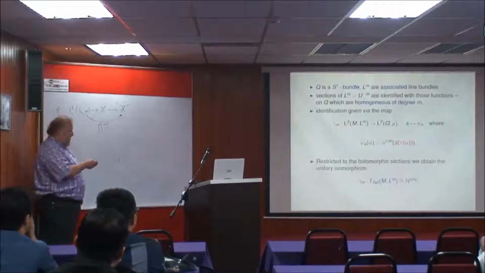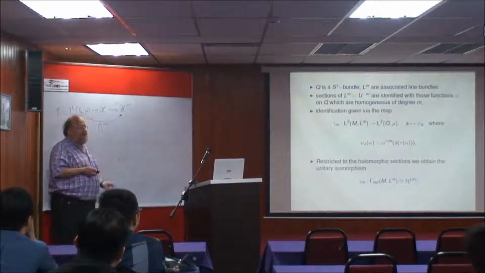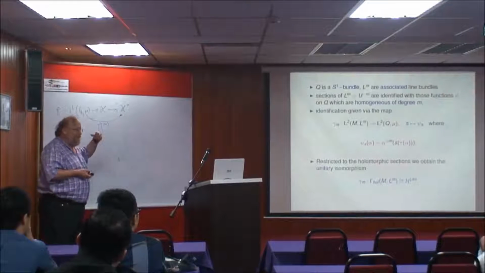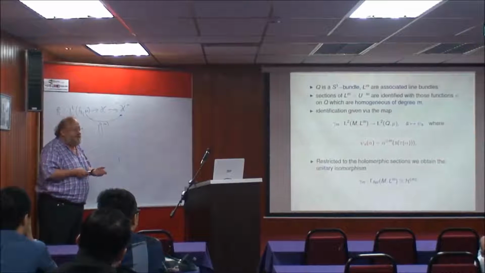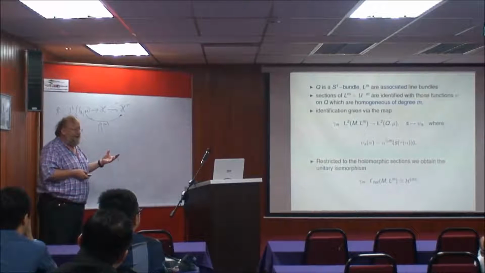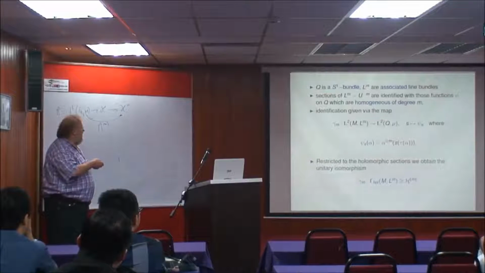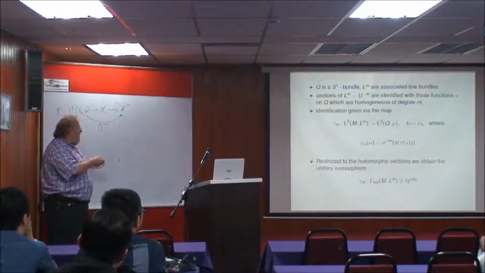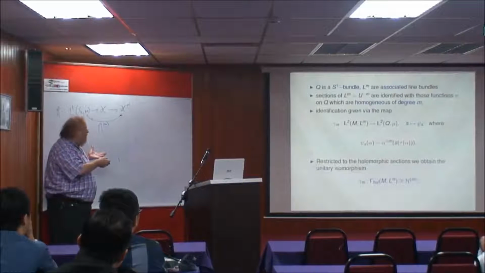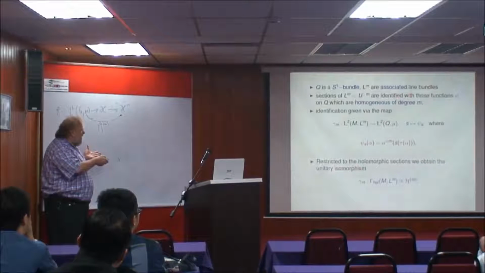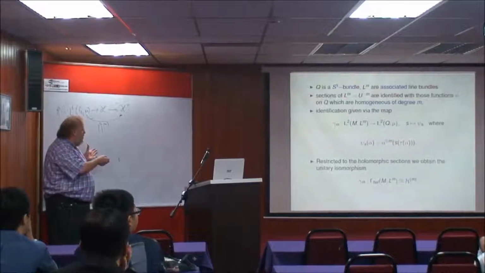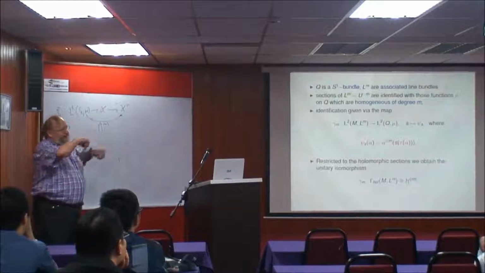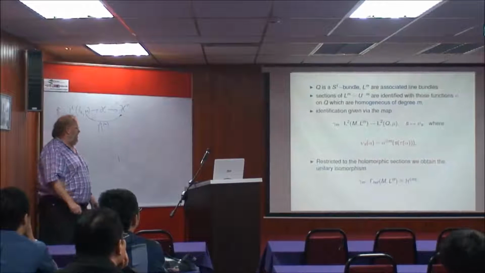So this is by the standard techniques. If you have the S1 bundle over Q, you can construct the line bundles by taking representations of S1. This is done by the sections of L^m. This is equal to U, where U was the dual bundle to the power minus m, and they are identified with those functions on Q which are homogeneous of degree m. You have this plus or minus to take into account.